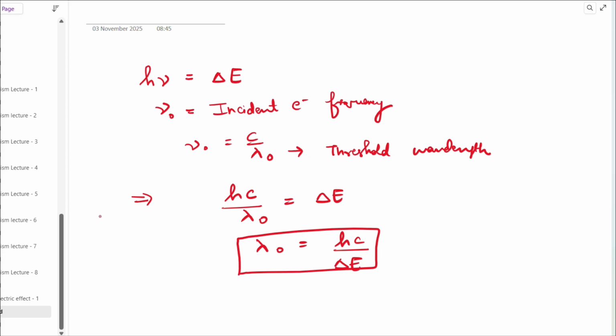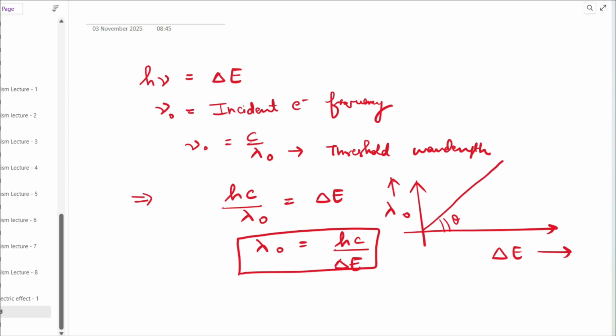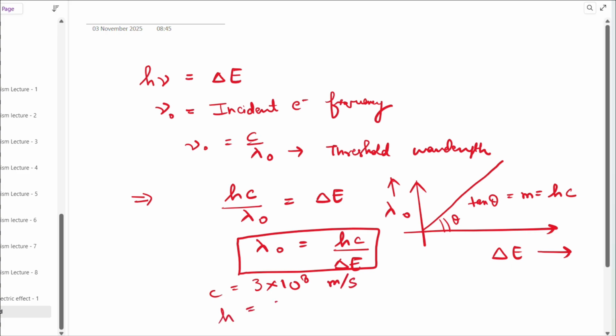If you plot the graph between threshold wavelength on the y-axis and delta E on the x-axis, it will be a straight line passing through the origin, and tan theta will be the slope. The value of the slope is hc. c is the speed of light, whose value is 3 into 10 raised to power 8 meter per second, and h is Planck's constant, whose value is 6.626 into 10 raised to power minus 34 joule second.